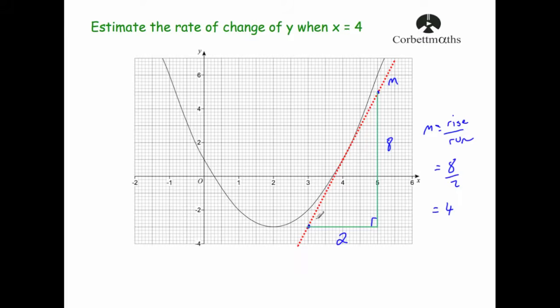So the gradient of the tangent is equal to 4. That means that the gradient at that particular point is equal to 4. So that means that the rate of change of y at x equals 4 is 4. And that's it. So our estimate for the rate of change of y whenever x equals 4 is 4, because the gradient of the tangent at that point is 4. Let's have a look at our next example.